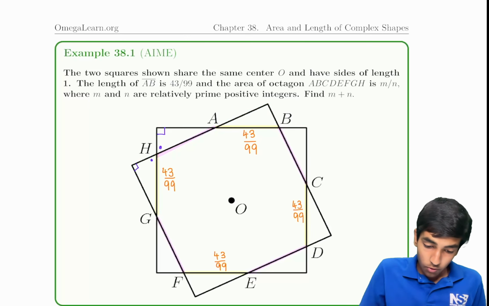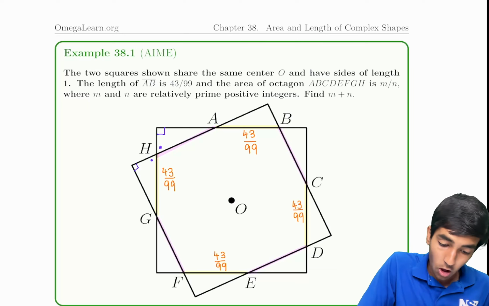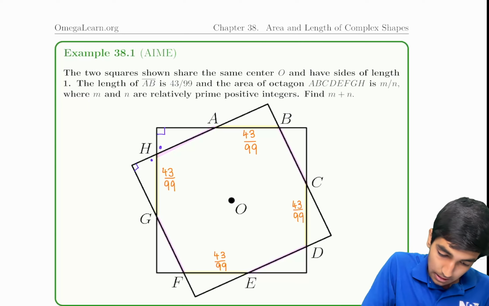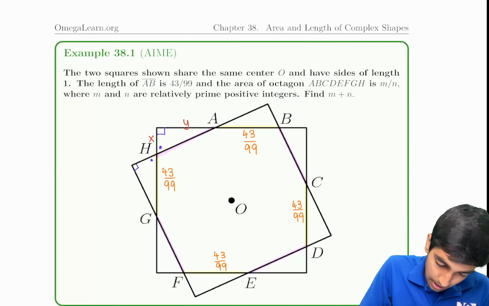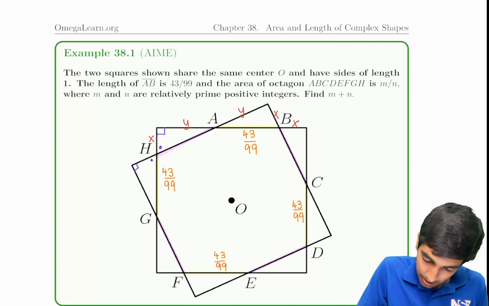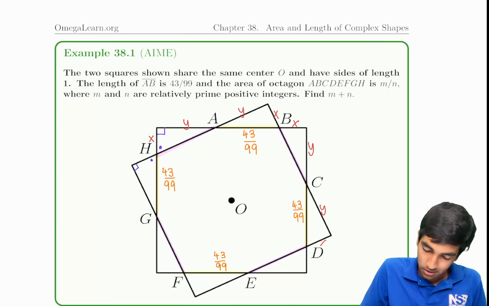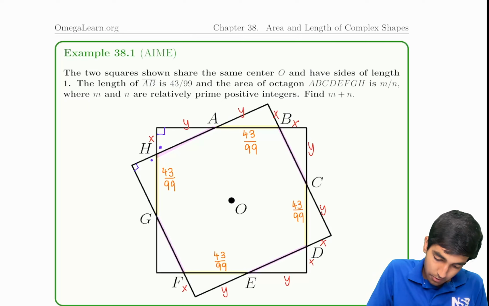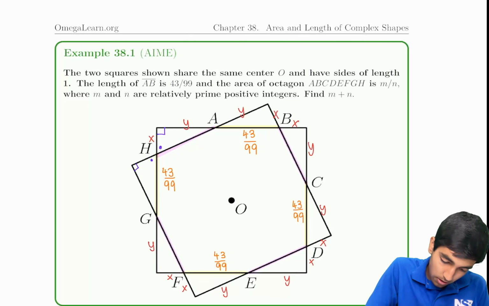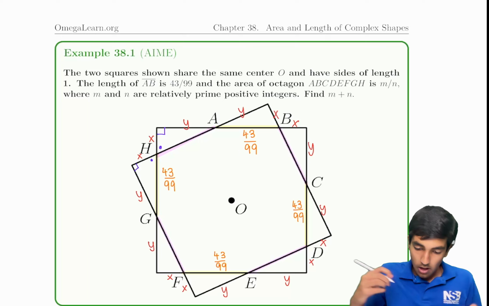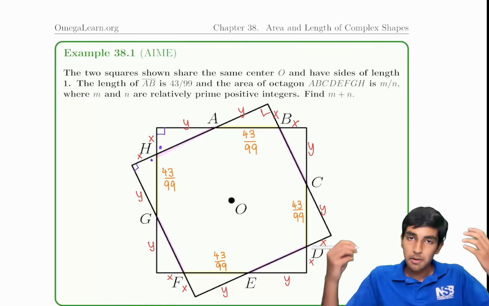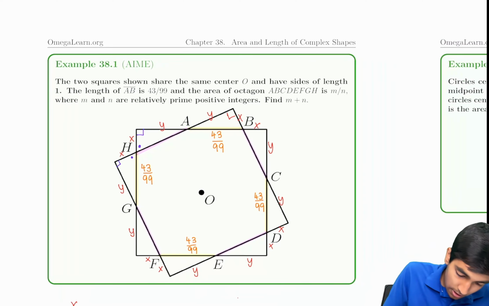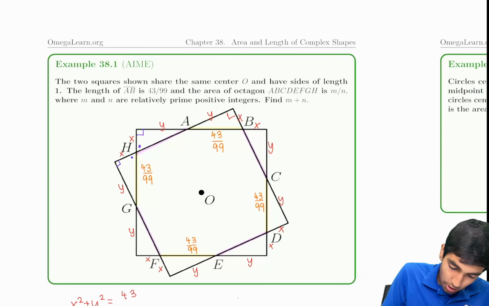So now let's just assign some variables to all of these side lengths. Let's say x and y, y and x, and y, y and x. And we can do this because all the triangles are congruent. So y is the longer leg of the right triangle, where x is the shorter leg of the right triangle. So first of all, if we got a right triangle here, Pythagorean theorem. x squared plus y squared is 43 over 99 squared. Just Pythag.